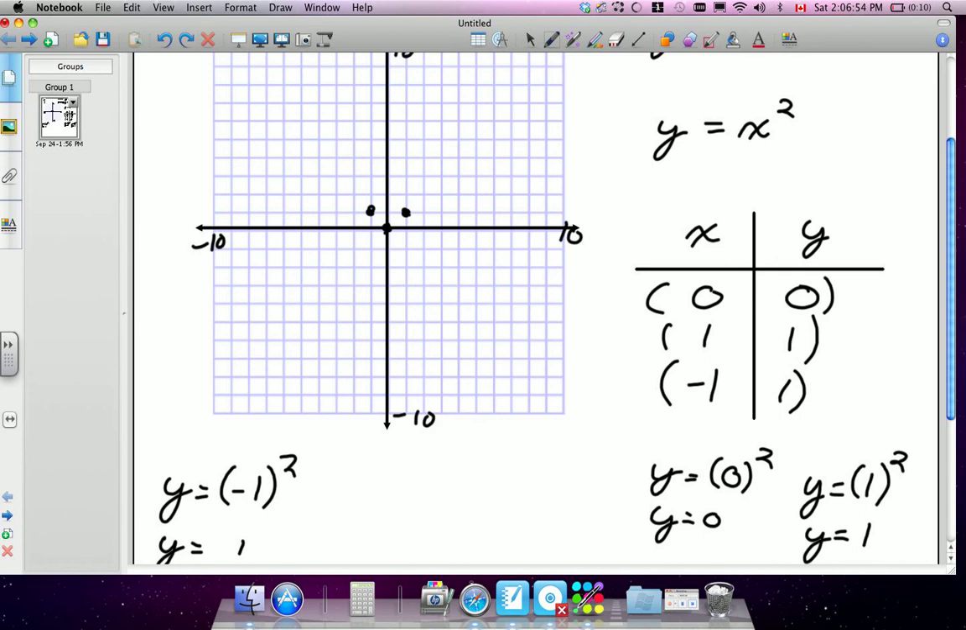Do you want to keep going that way, or do you want me to show you a faster way of graphing a quadratic? Faster way? Okay. I know the basics. You know the basics? Good. Okay.